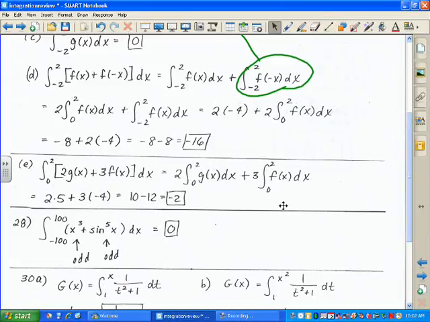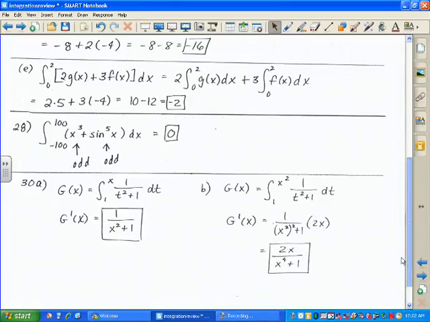I think E was just not really having to do with odd or even, right? Anybody need help on E? Okay, 28, here's a little odd and even business again. Do we want to talk about 28?